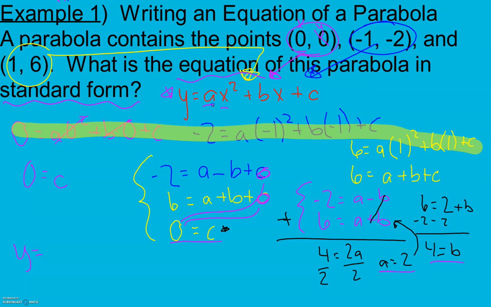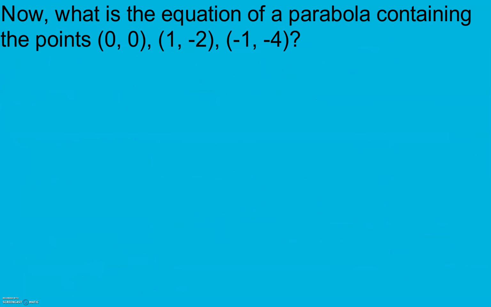y equals, instead of an a here, I have 2. Instead of b, I have 4. And instead of c, I have 0. And we wouldn't necessarily need that 0. So y equals 2x squared plus 4x. The 4 was our b value that went in for b, and I was left with the x here. Now feel free to pause here and give this a try if you'd like.